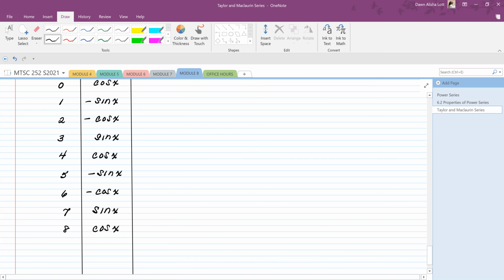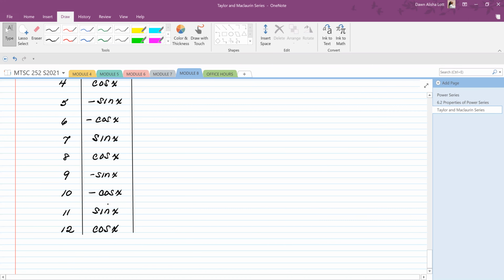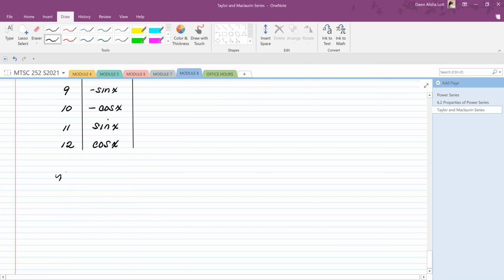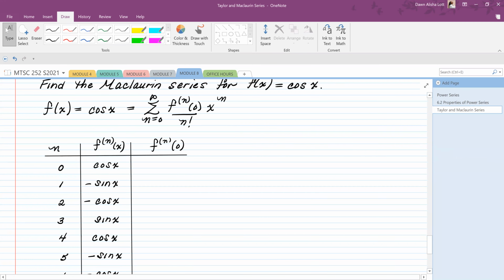I'm going to go one more time. The ninth is minus sine x. And the tenth, minus cosine x. The eleventh, sine x. And the twelfth, cosine x. And hopefully by now, we will be able to get what we think is the nth derivative. Okay, so I guess you're saying, but it keeps going back and forth between sines and cosines. So how are we going to figure this out?